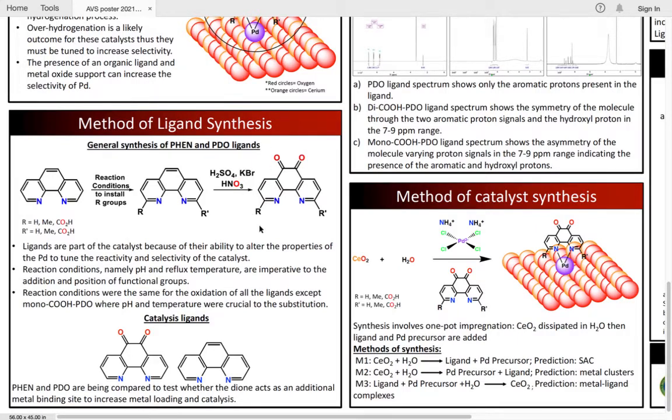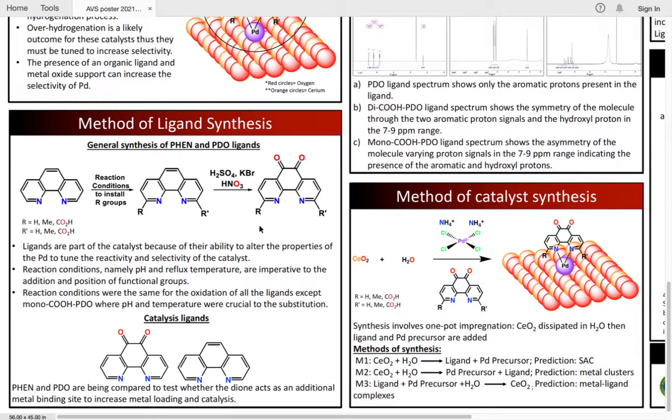What I've done so far is compare the palladium loading of ligands with a dione backbone as well as substitutions at the 2 and 9 positions using dicarboxylic acid groups. What I want to do is use the ability of ligands to manipulate the oxidation state of metals to tune the selectivity of palladium and its reactivity. I also want to see the effects of adding this additional possible binding site in the diketone on the selectivity and reactivity of palladium, as well as the effects of the carboxylic acid groups on the activity of palladium.